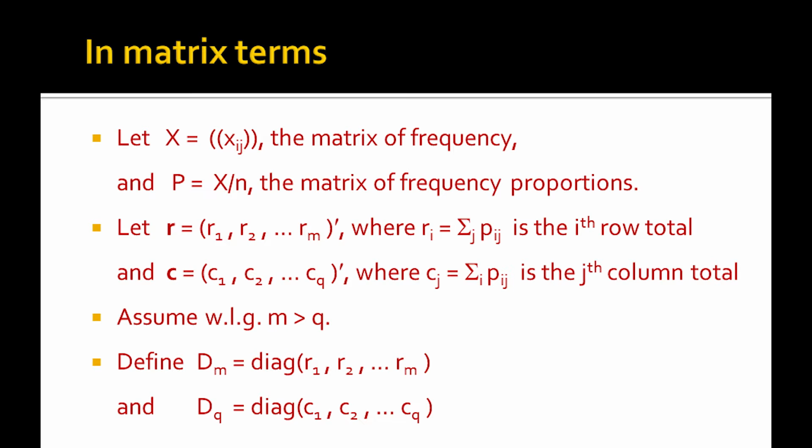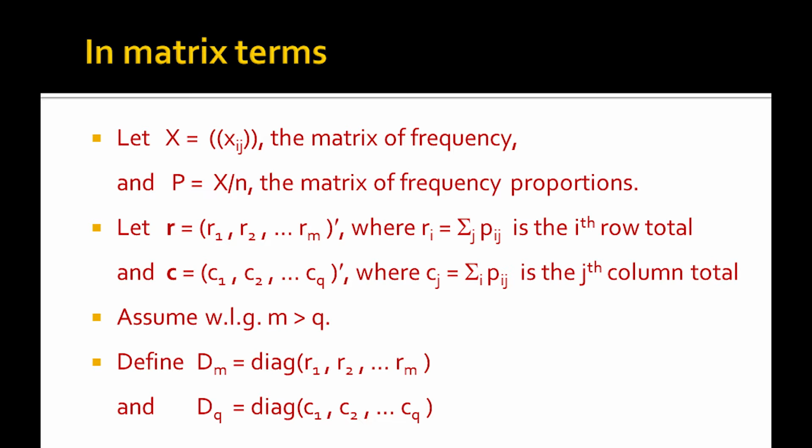So Ri is basically the sum over j of Pij, so it's the ith row total of P. Similarly, the column totals are given by C1, C2, up to Cq, and these are written as a vector C of dimension q, where again Cj is the sum over i of Pij. These are the column totals of the frequency proportions.